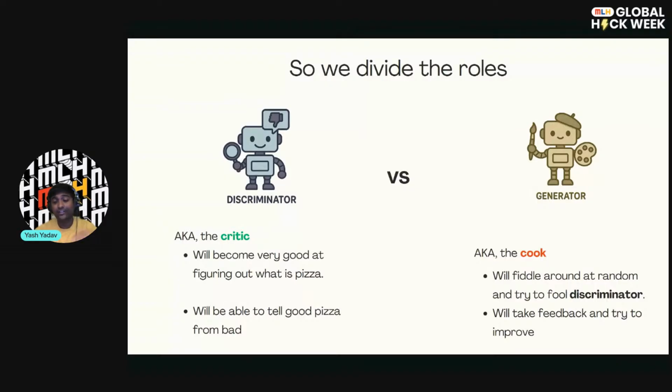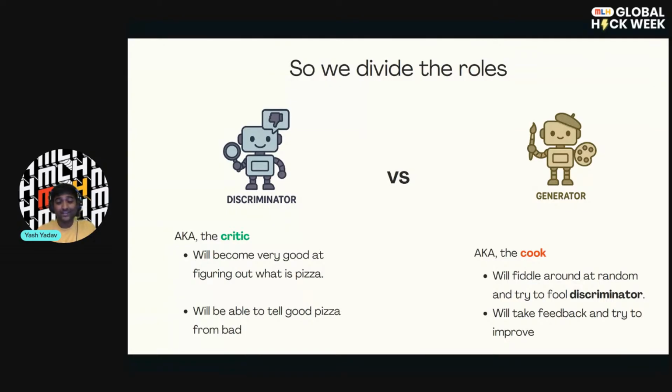Versus the cook. The cook is our generator, which will fiddle around at random, bang pots and pans, and burn up the oven. Then it will come up with a plate of something, just random goop, and show that to the discriminator and ask, okay, do you think this is a pizza? And the discriminator will either go yes, that is a pizza, or no, that isn't a pizza. And from that, the generator can take feedback and improve over time.